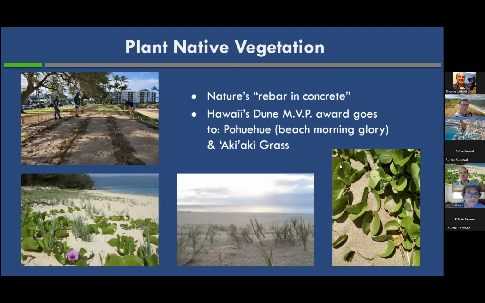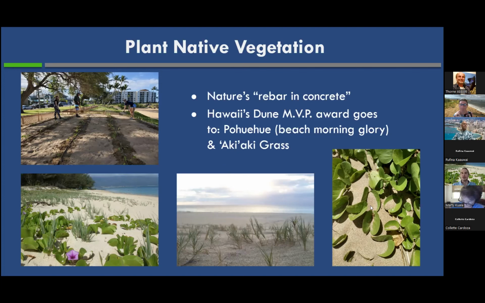And so for those purposes, our Hawaii Dune Most Valuable Plant Award goes to two plants, which is the pohuehue, also known as the beach morning glory, and the akiaki grass. And you can see some pictures of them here. These plants are very well adapted to the harsh conditions on a shoreline. They can withstand heat, sun, salt, and very little water. And you can see what they do over here on the right.